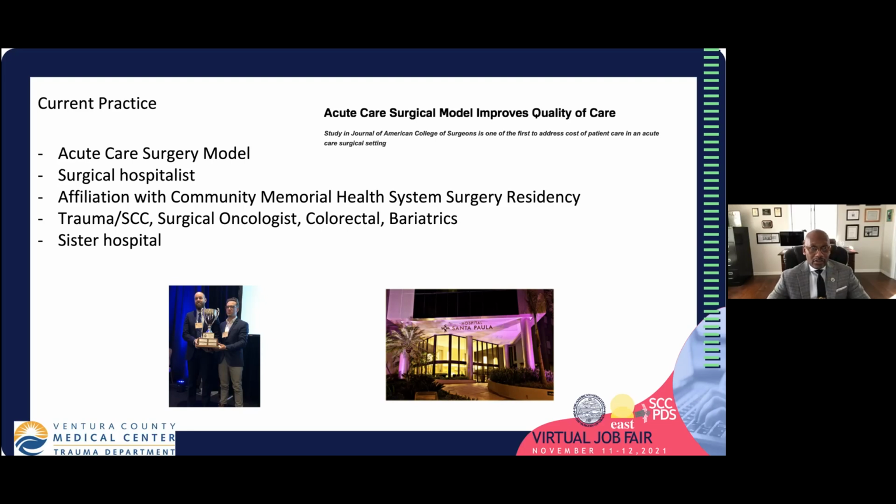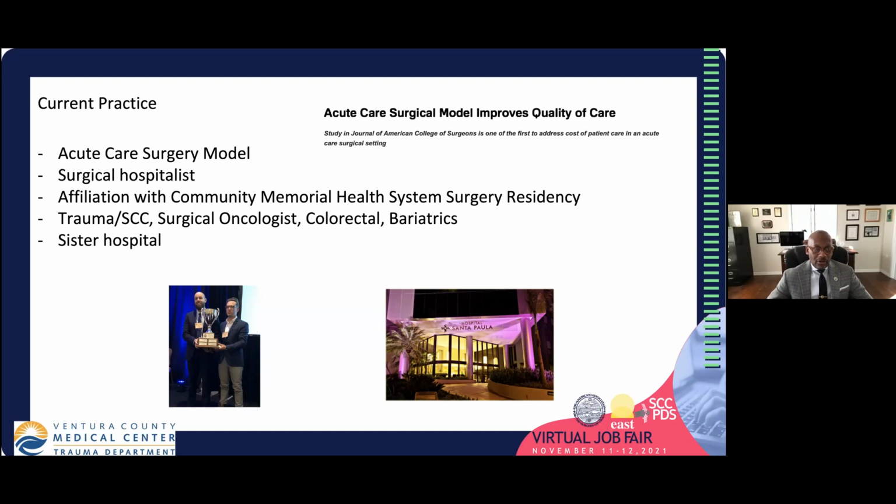We have a surgical hospitalist, and that was brought on by Dr. Romero's thinking. And we have an affiliation currently with the Community Memorial Health System surgery residency. Based on that, it's quite a young residency program. It's barely 7 years old, but they won the Surgical Jeopardy Championship a couple of years ago at our Southern California ACS meeting. And we have two of our prior residents, Dr. Drage and Dr. Garrett, in the picture over here.